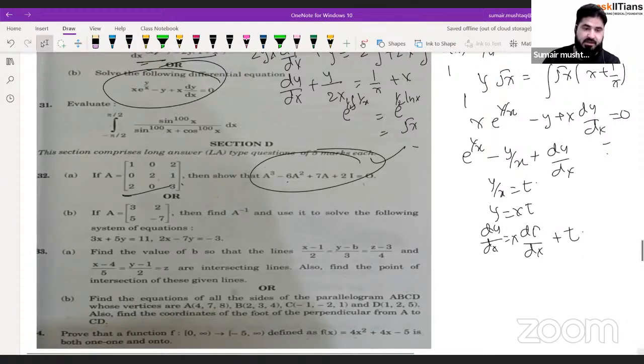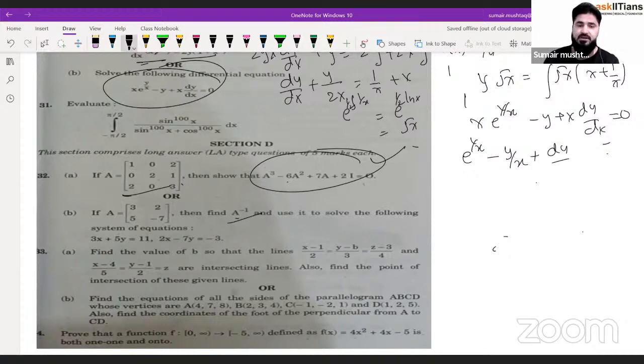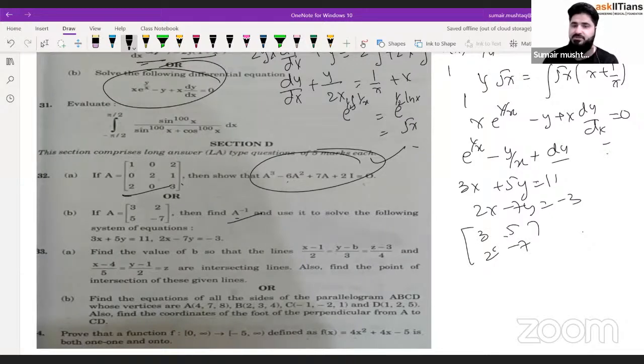This is the next question. A is this. It is 3, 5, 2, and negative 7. A inverse is this thing. You need to find the solution to this equation. See, the set of equations that are given here: this is 3x plus 5y is equal to 11 and 2x minus 7y is equal to negative 3. If you find its matrix, this will be its coefficient matrix.